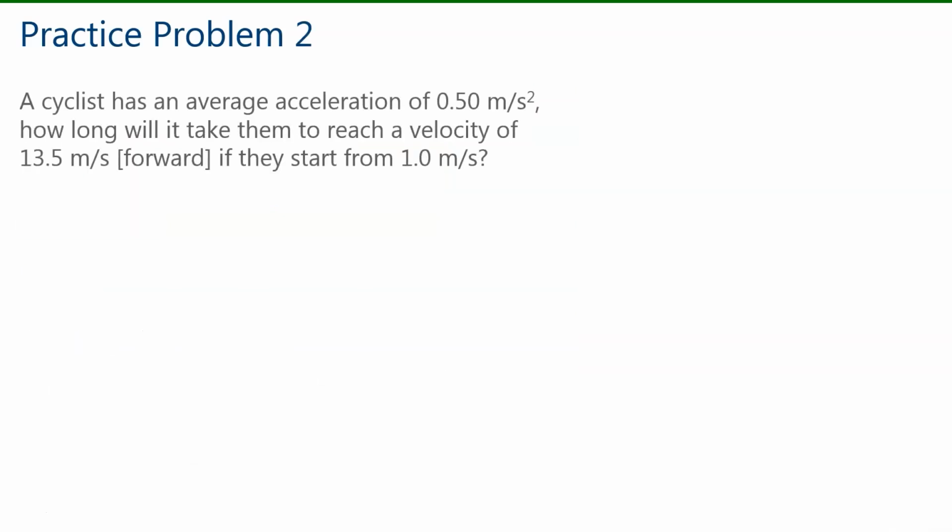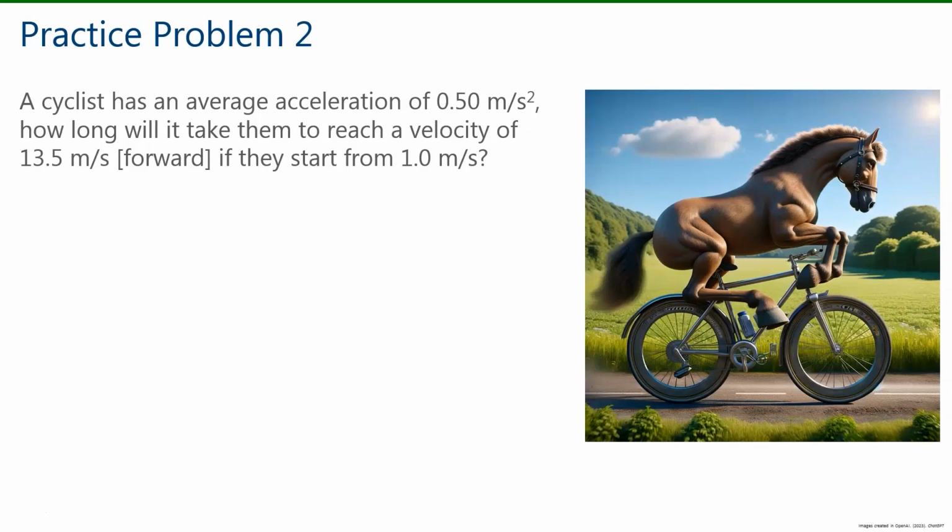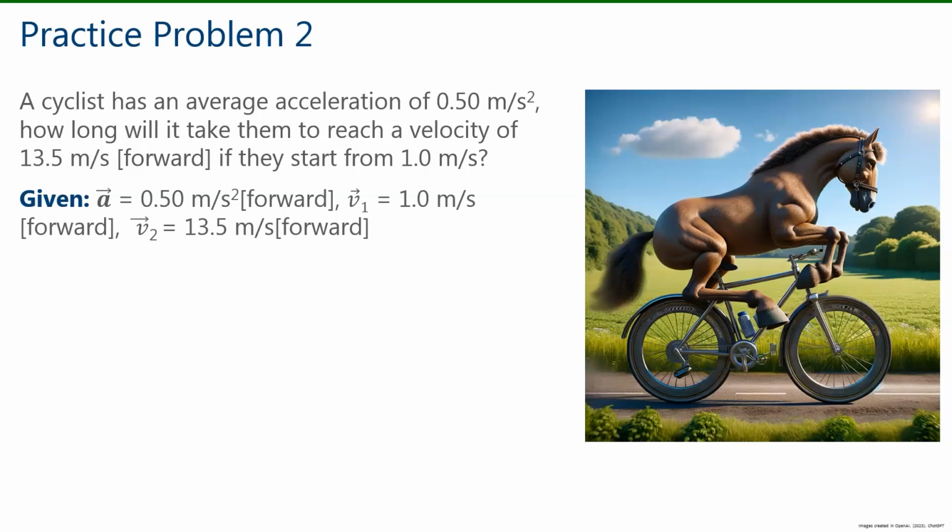Let's try another one. A cyclist has an average acceleration of 0.50 meters per second squared. How long will it take them to reach a velocity of 13.5 meters per second forward if they start from 1.0 meters per second? So your first step is to pick out the information you're given in the problem.